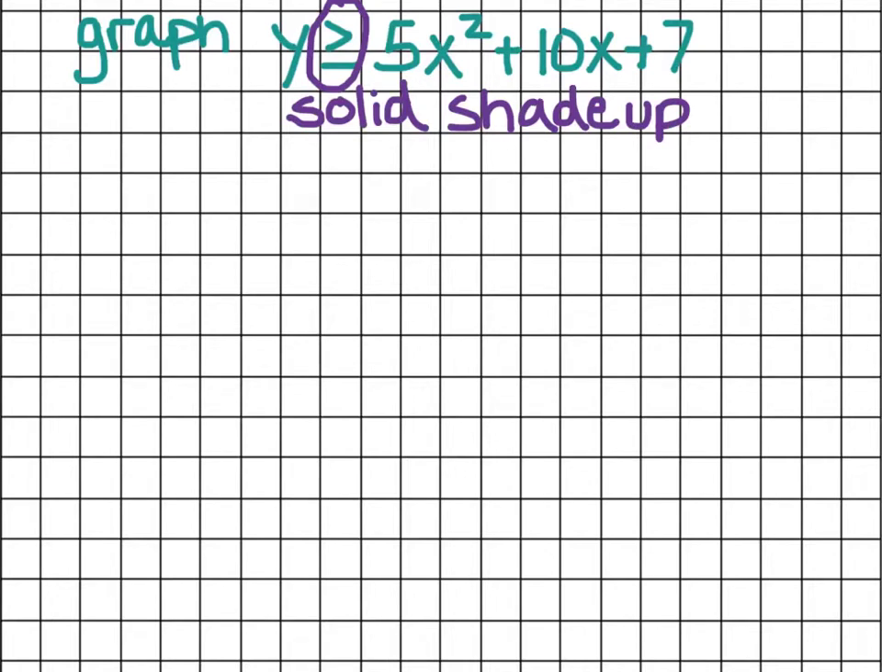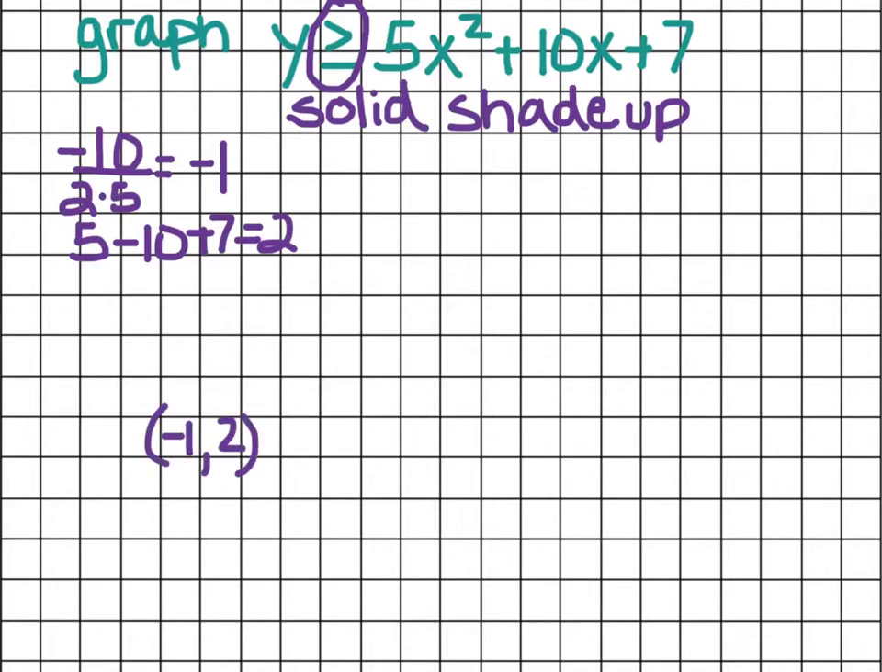We'll go negative b over 2a, so negative 10 over 2 times 5 gives you negative 1. And if you plug in a negative 1, you get 5 minus 10 plus 7, which is 2. So our vertex is at negative 1, 2. And our axis of symmetry is at x equals negative 1.